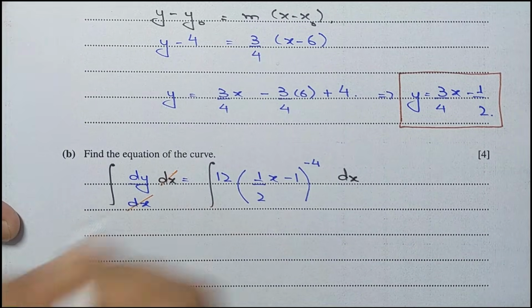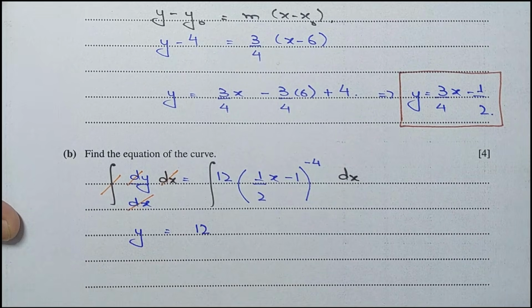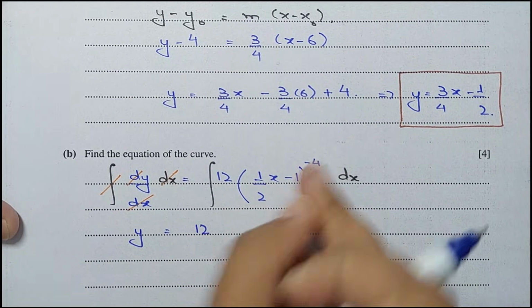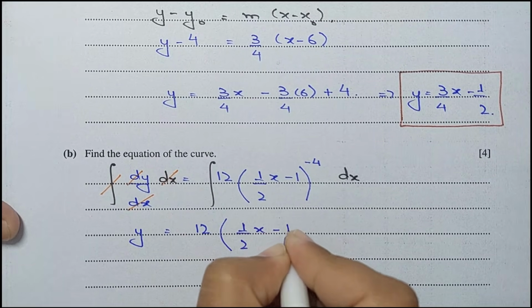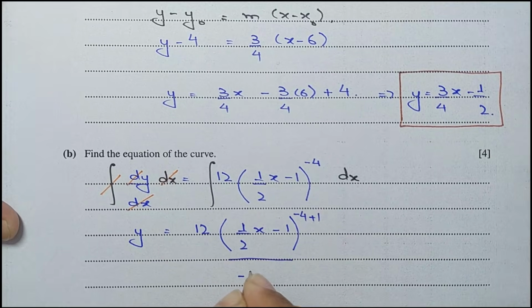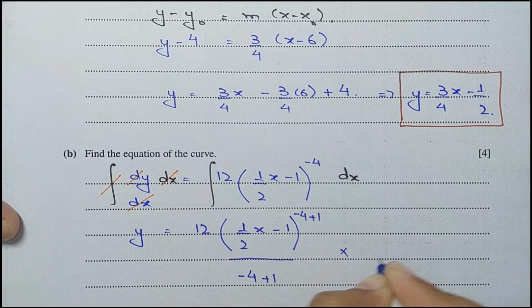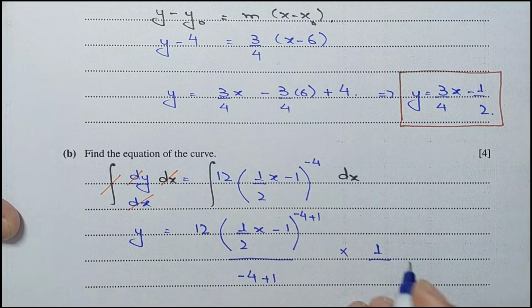Now dx and dx cancel out, the derivative cancels out with the integral. We are just left with y, which equals 12, a constant, applying the power rule of integration. So first write down the function 1 over 2x minus 1, power plus 1, divided by power plus 1, multiplied by 1 over the derivative of this whole function, which is 1 over 2.